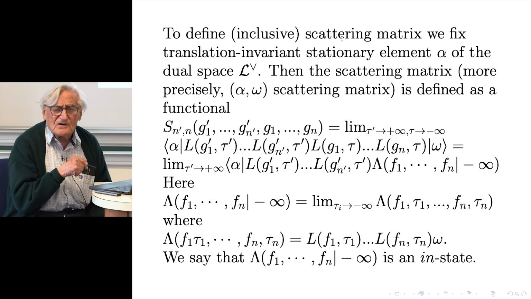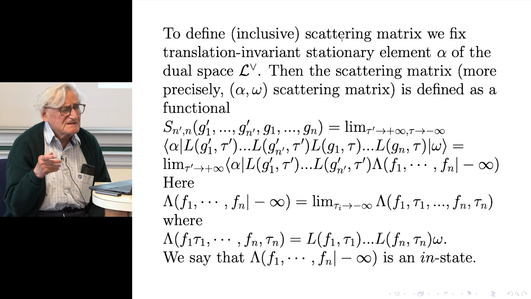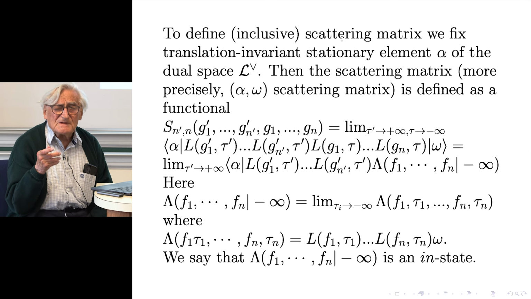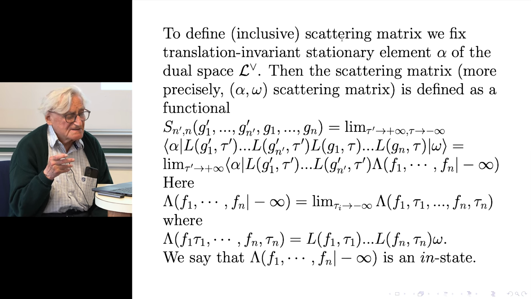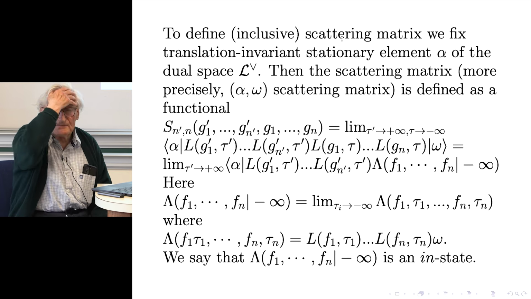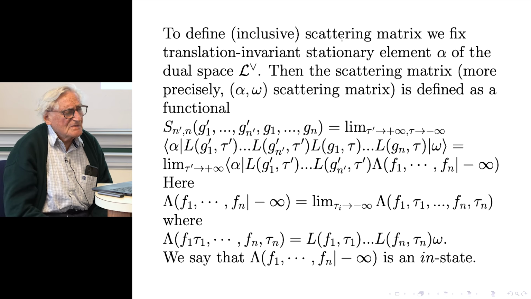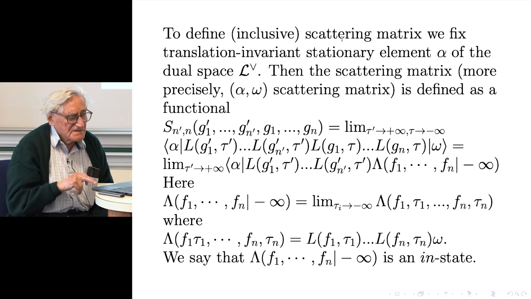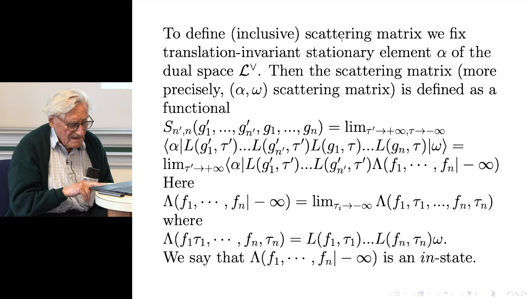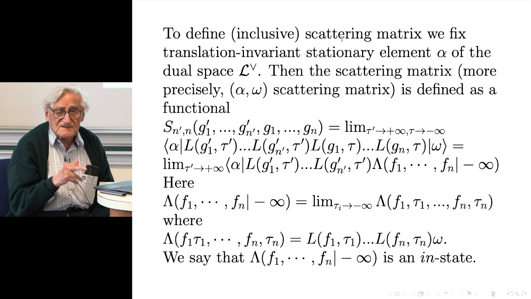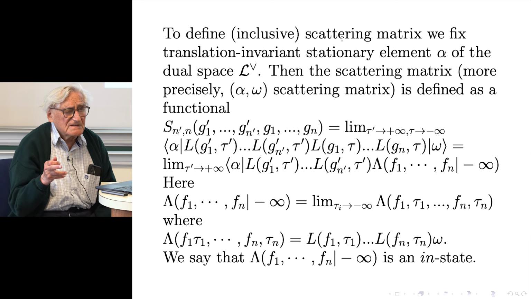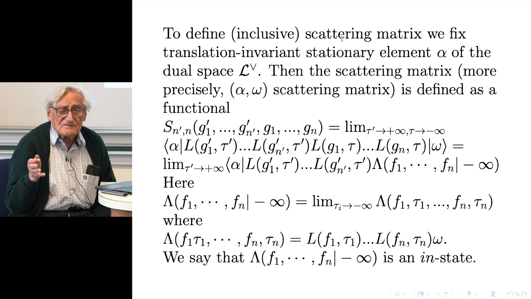You have the dependence on tau. Let me prove that the limit with respect to tau tending to minus infinity does exist. How will I prove this? The proof is very simple. I will differentiate my expression with respect to tau, and I will prove that the derivative is small as tau tends to infinity. It's sufficient to prove that the derivative is absolutely integrable.